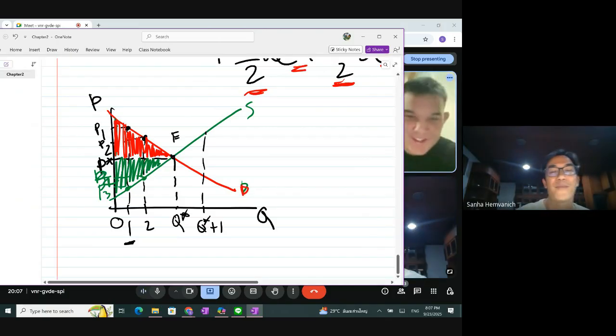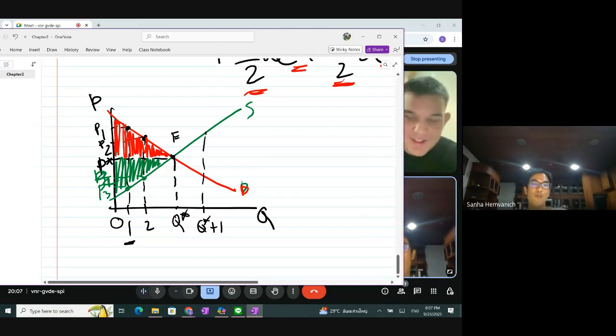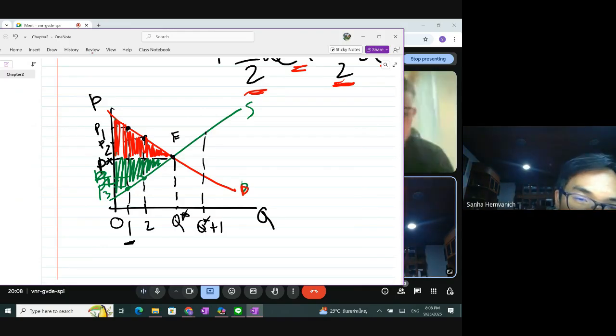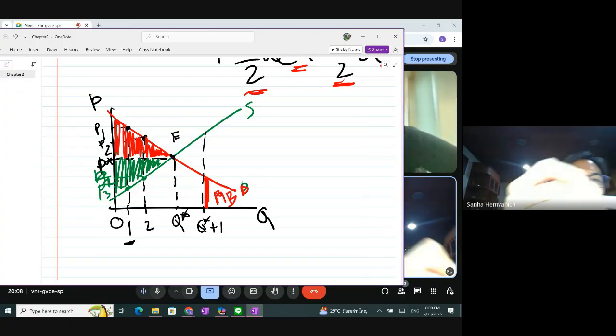Anyway, when you produce Q star plus 1, what is happening is that the marginal benefit is now like this. This much is the marginal benefit of producing Q star plus 1.